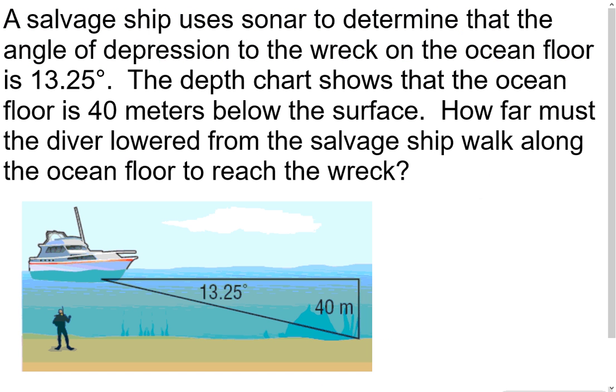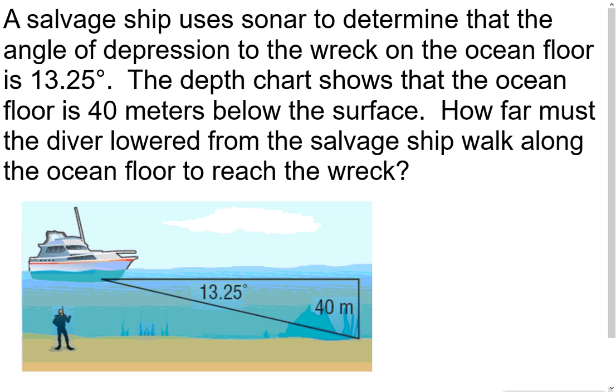Now I have a couple of examples on how we're going to use those to solve some problems. This one's kind of nice because it gives us the picture, but the problem tells us that a salvage ship uses sonar to determine that the angle of depression to the wreck on the ocean floor is 13.25 degrees. It says the depth chart shows that the ocean floor is 40 meters below the surface. How far must the diver lowered from the salvage ship walk along the ocean floor to reach the wreck?